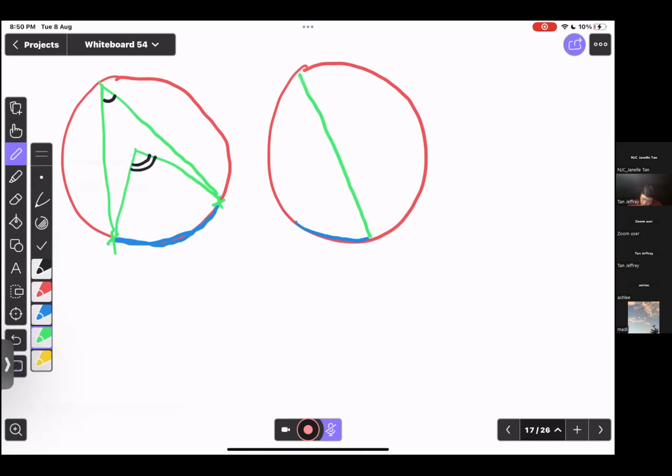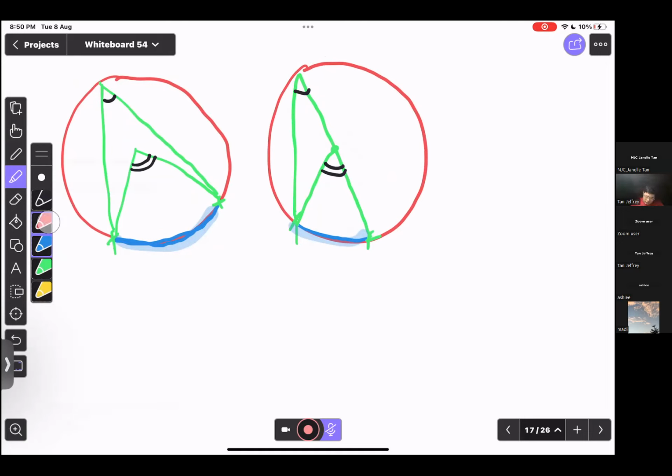If I shoot an angle to the center, the same arc can also shoot the endpoint of the arc, can also shoot an angle to the circumference. So you notice that this is the common arc. The same endpoints of the arc shoot an angle to the center and then shoot an angle to the circumference.